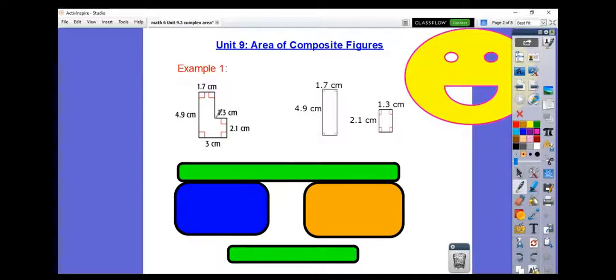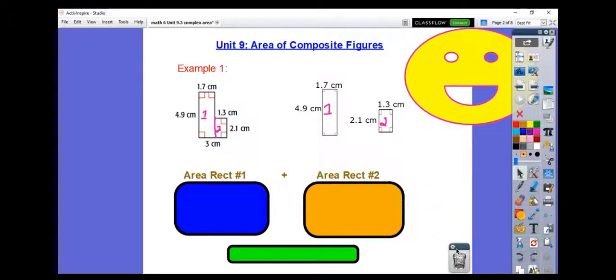So in my original picture, if I just draw a line here, I end up having two separate rectangles. Rectangle 1, which I redrew over here, and rectangle 2, which I redrew over here. Okay, and I just redrew them so that you could see them separated. So I'm going to organize my work by showing I'm going to find the area of rectangle 1, and I'm going to add it to the area of rectangle 2. And when I put them back together, I will get my total area.